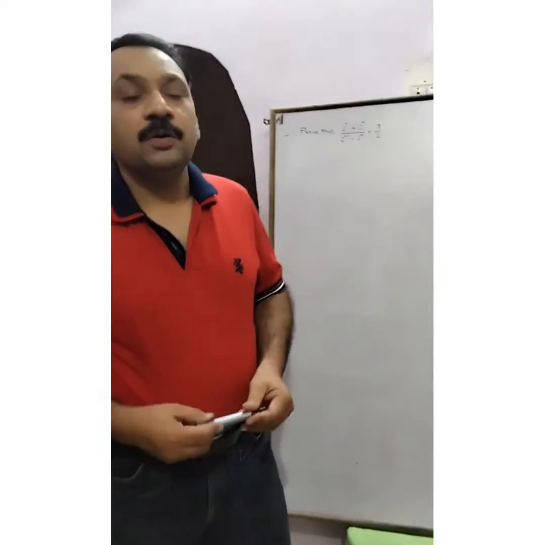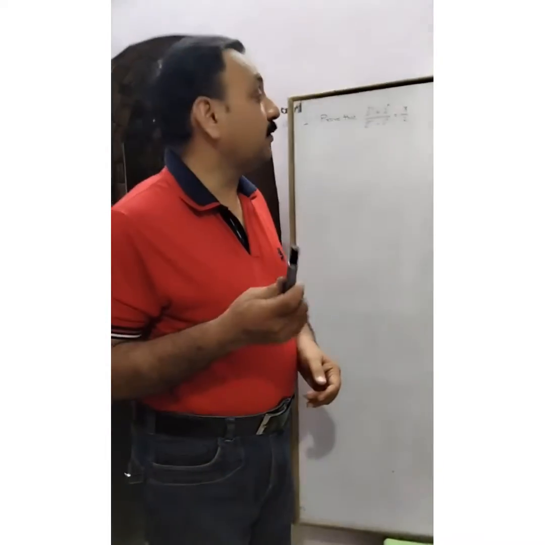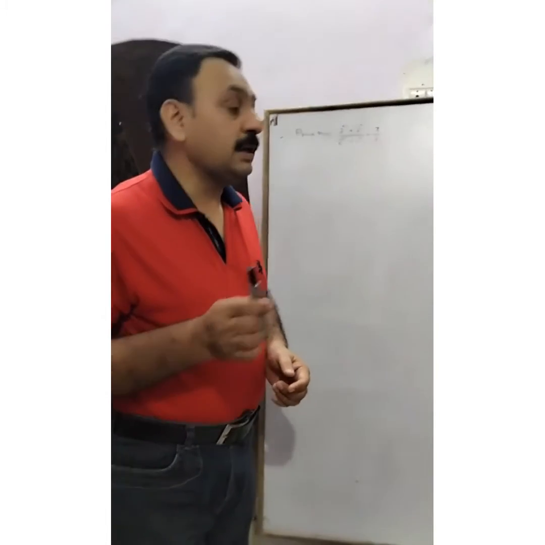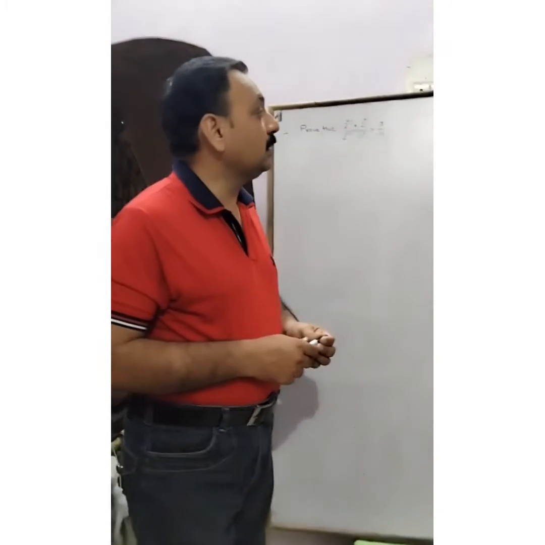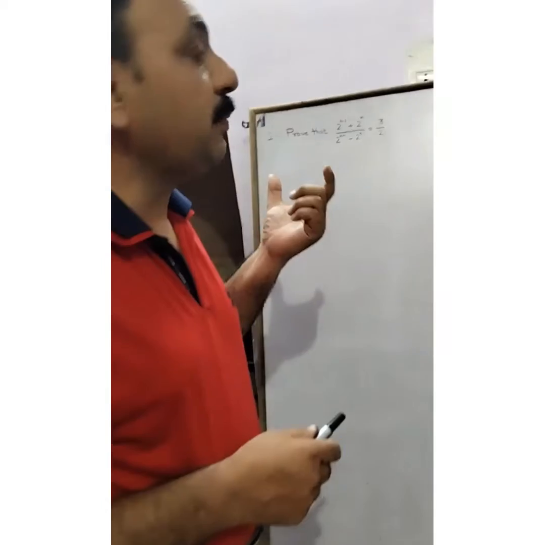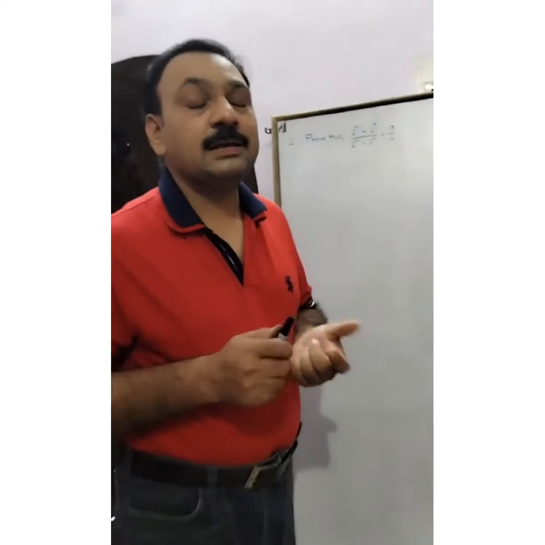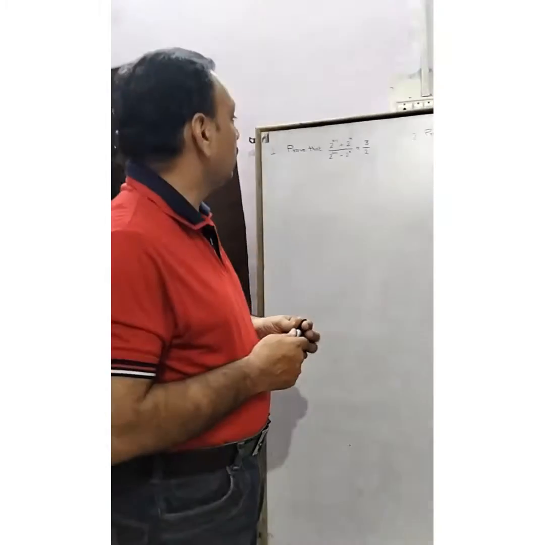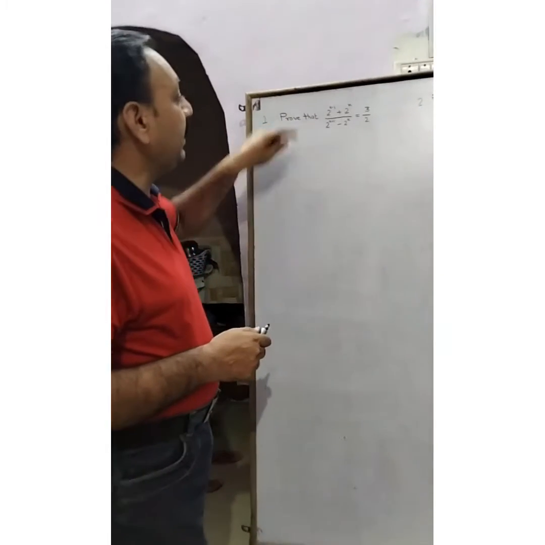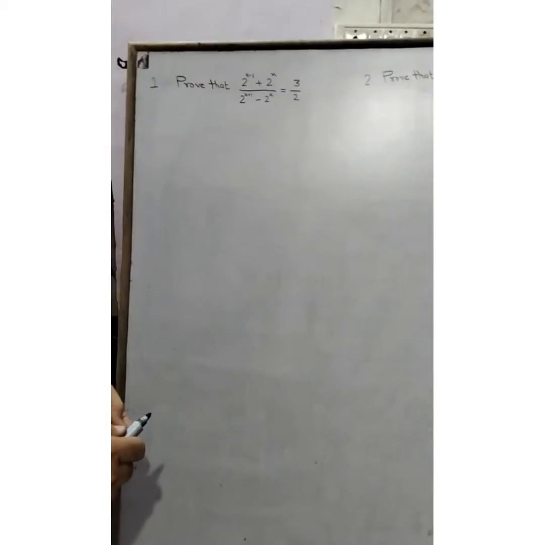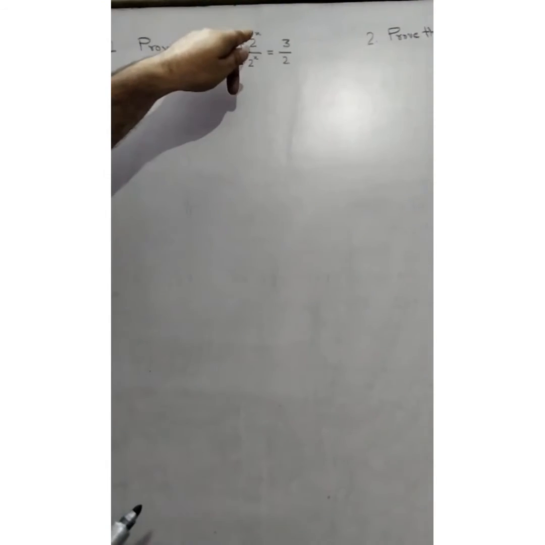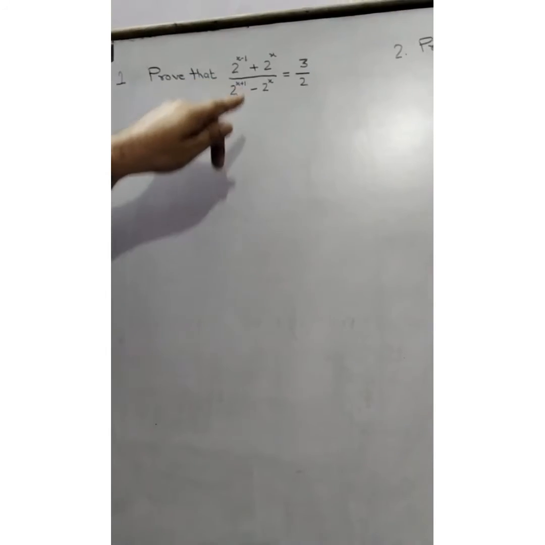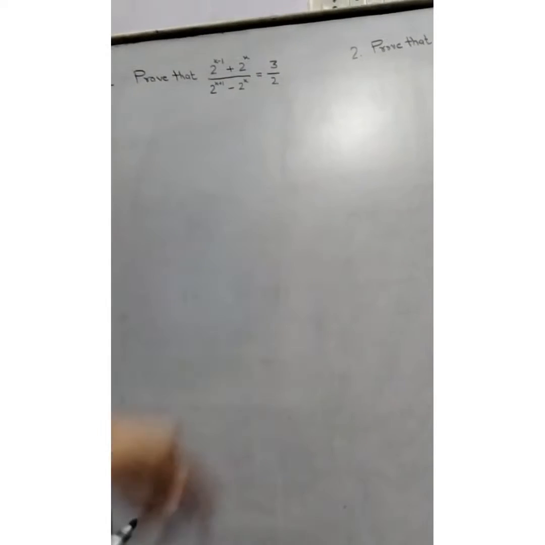As you know, we have completed the first chapter in the NCERT books, but we have some important questions in RS Agrawal. Today we will discuss these questions. Question number 1: prove that (2^(x-1) + 2^x) / (2^(x+1) - 2^x) is equal to 3/2.